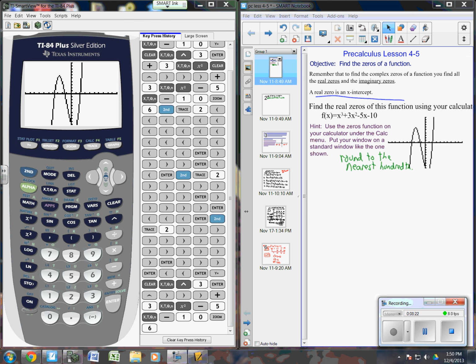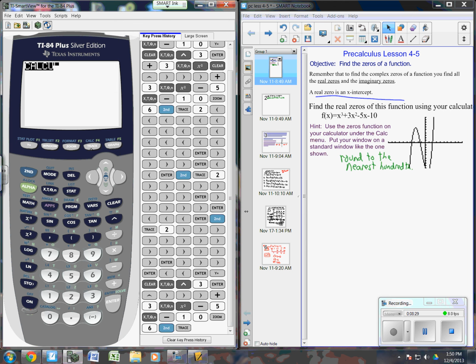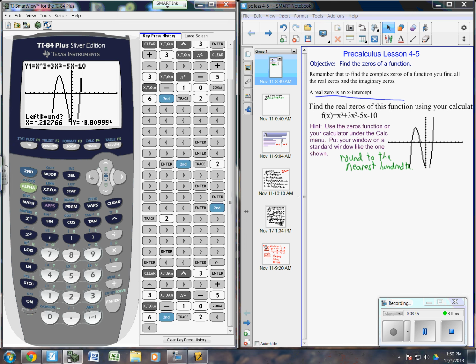Okay, so this is what you do. See the trace button? Above it is the calc menu. We've used it before. Hit second and the trace button, and go to number 2, zero. Go to the calc menu, it's above trace. Second trace. Now, it's asking me for a left bound.